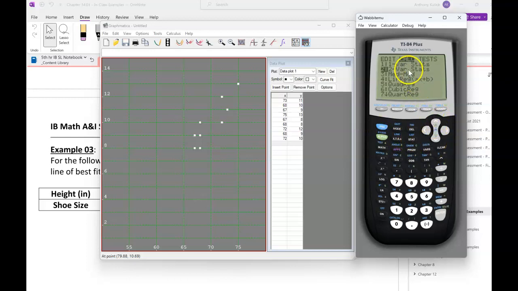I already typed these into lists L1 and L2 on my calculator. So I'm just going to do a 2-variable stat on that, because it'll give me both the x mean, which is 70, and the y mean, which is 10.